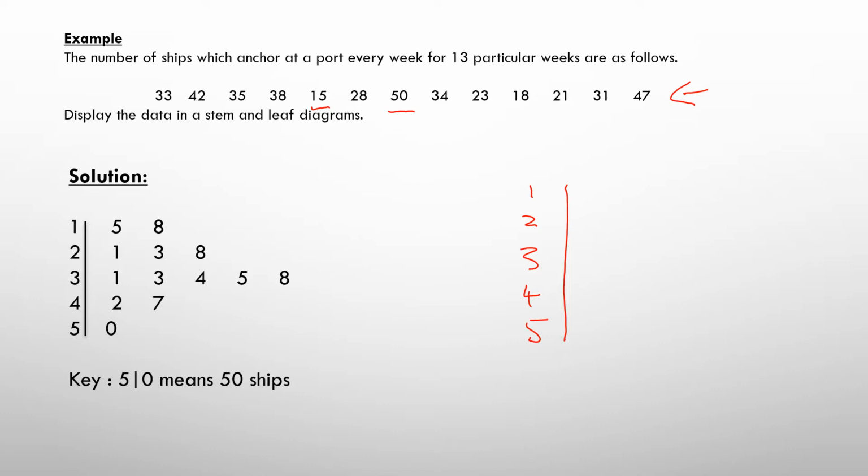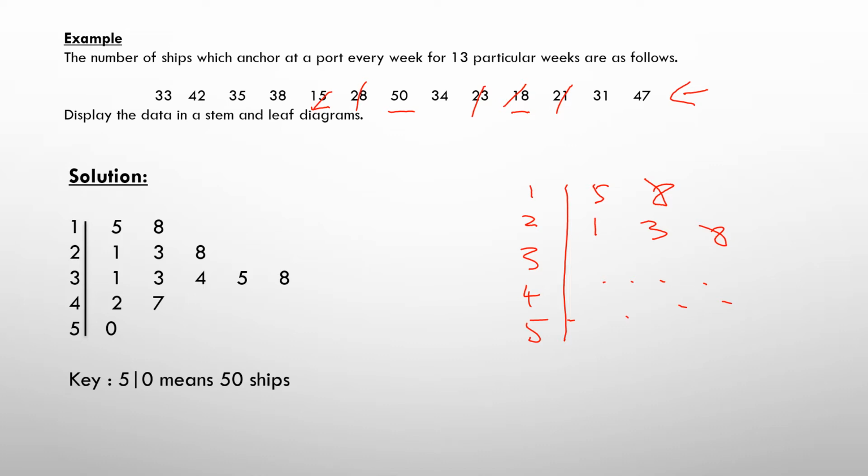So for stem 1, there are two in the data, 15 and 18. And we have to arrange them from the lowest to the greatest. So 15, 18. You just do the same thing for the rest, like 21, 23, 28. Do the following. So let's say, for example, the range is 1 to 5.